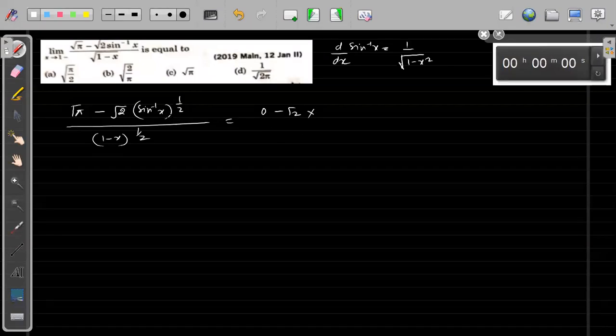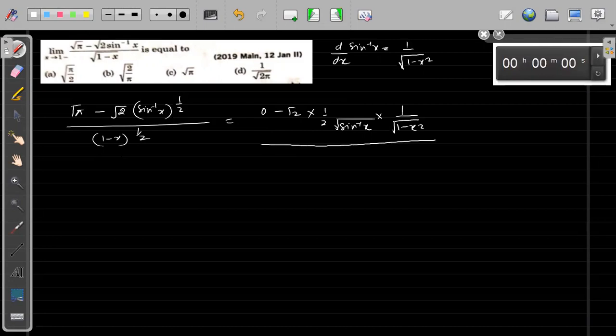Root 2 will be as it is, into 1 by 2 under the root of sine inverse x, into 1 by root of 1 minus x square. First, differentiation of root of sine inverse x is 1 by 2 root of sine inverse x, and then differentiation of sine inverse x is 1 by root of 1 minus x square. Second, denominator differentiation of root of 1 minus x is 1 by 2 root of 1 minus x into differentiation of 1 minus x, which is minus x. Sorry, minus 1. Okay, so now this minus 1 and minus 1 get cancelled. Remember, do not make any mistake in calculation.